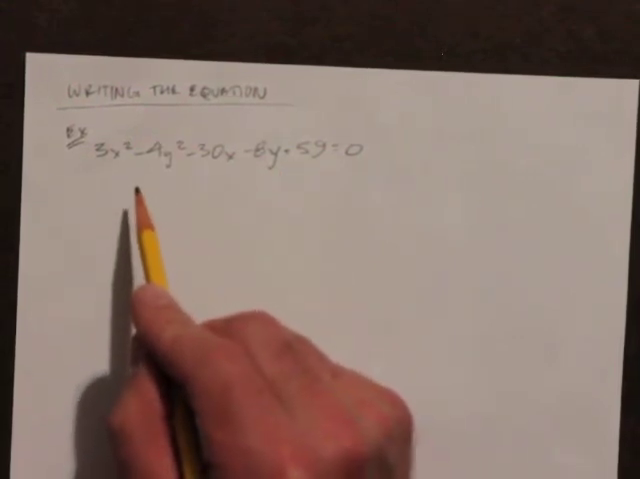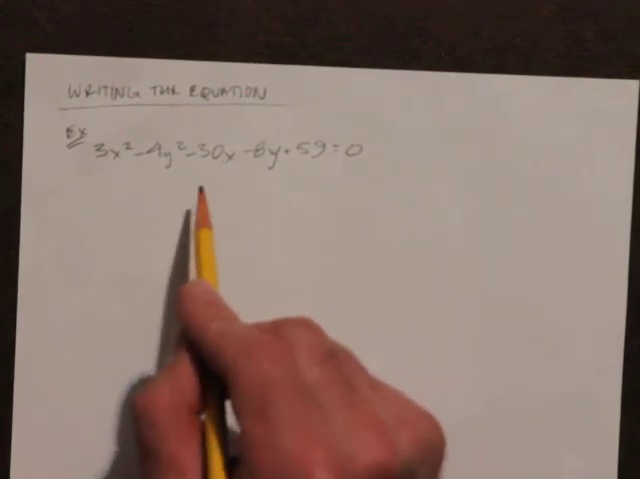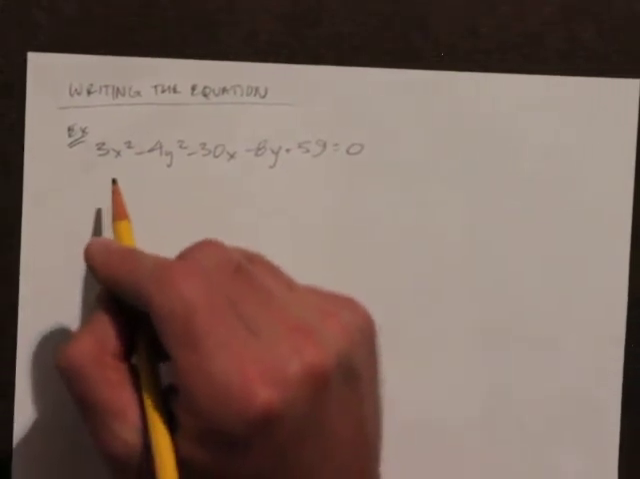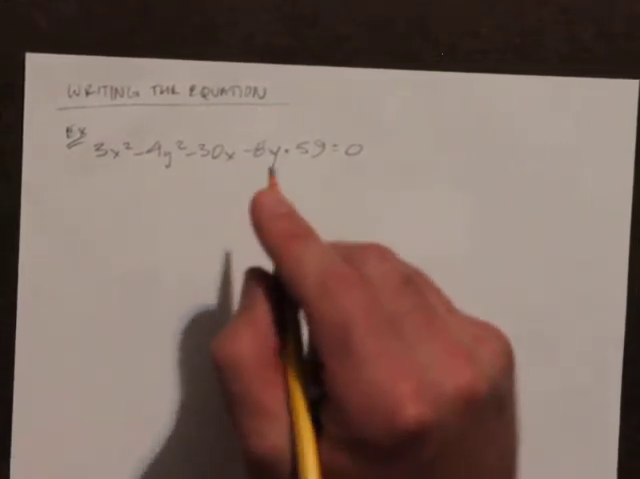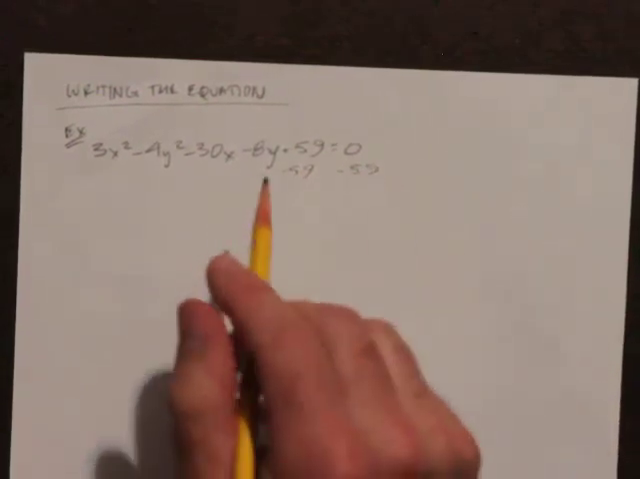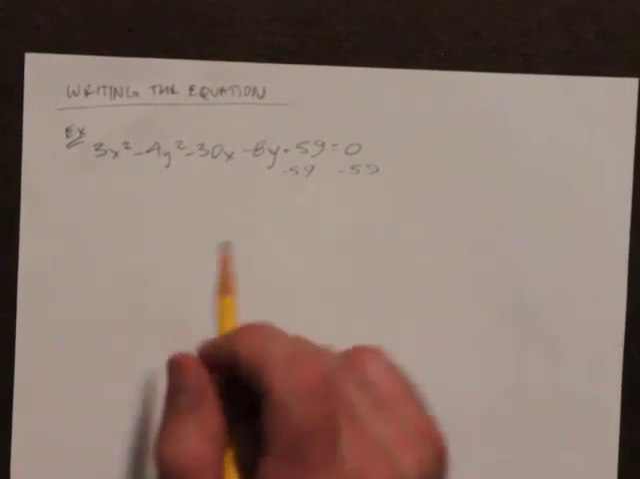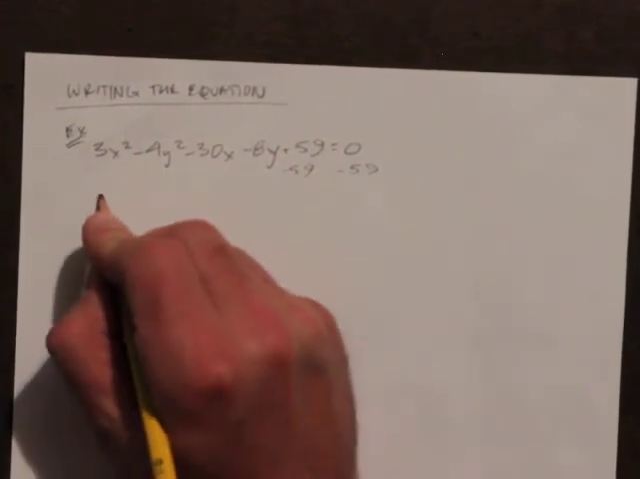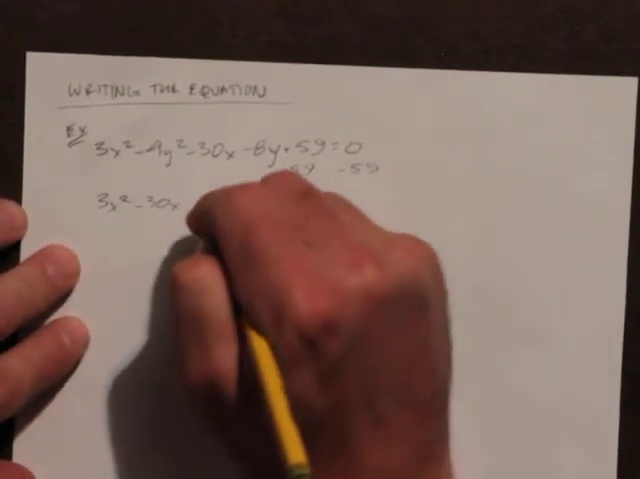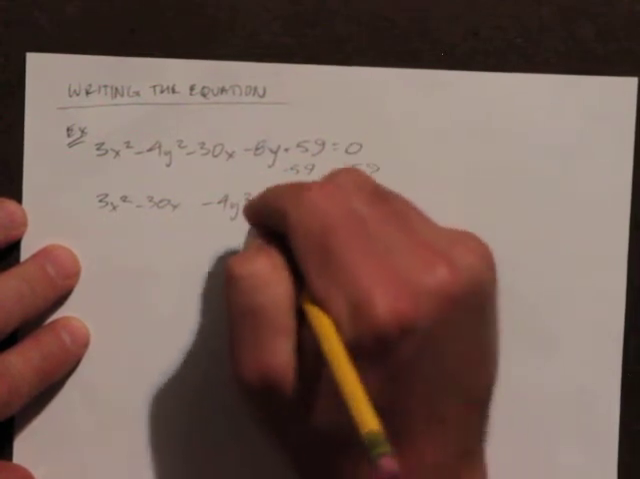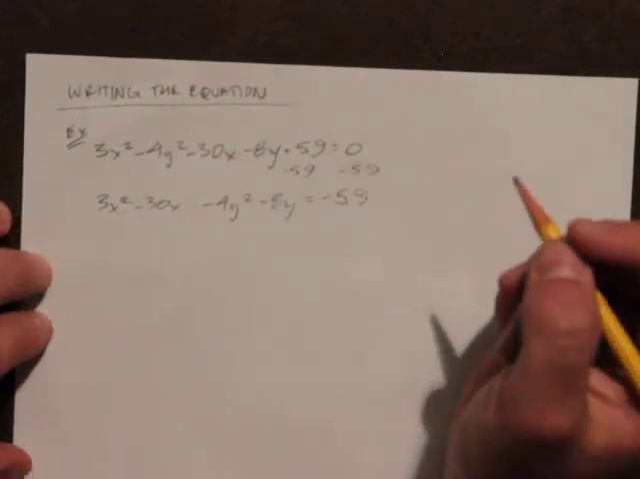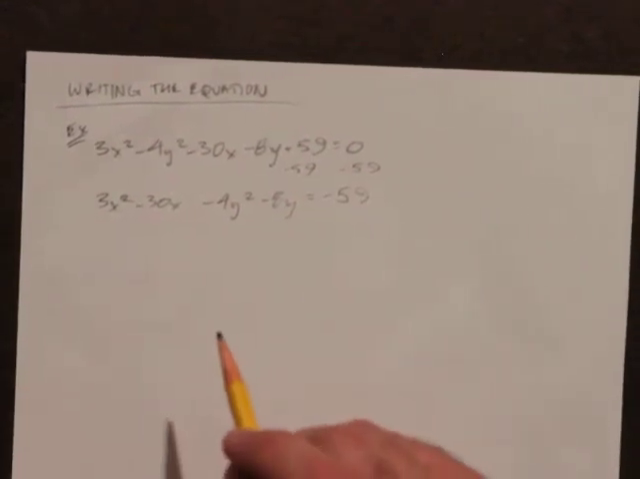So the first thing I want to do is get this ready to be in standard form. I'm going to subtract 59 from each side, and I'm going to group the x's together and the y's together, both in the same step. 3x squared minus 30x minus 4y squared minus 8y, and I subtracted 59 from each side, so I have minus 59. So I'm just grouping the x's and the y's together.